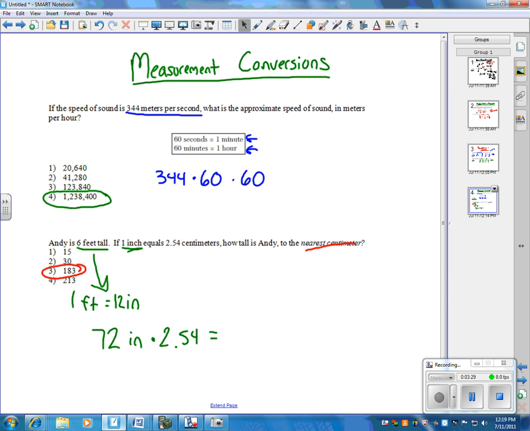So I hope this helped with measurement conversions. Just be careful when you're converting, because a lot of times you're either going to use multiplication or division. You're never going to use addition or subtraction with conversions.